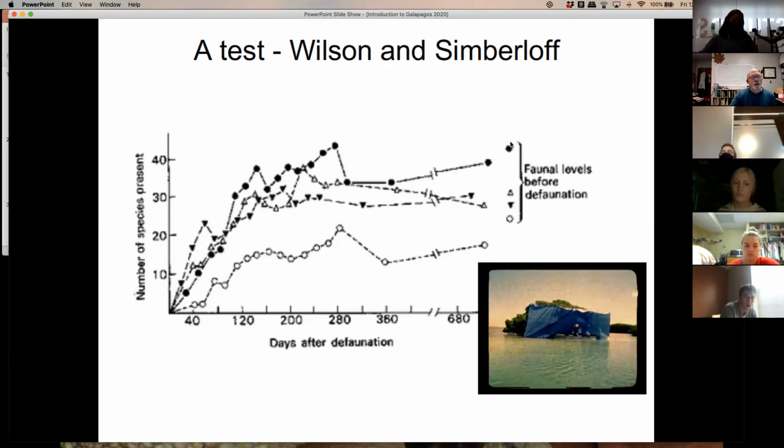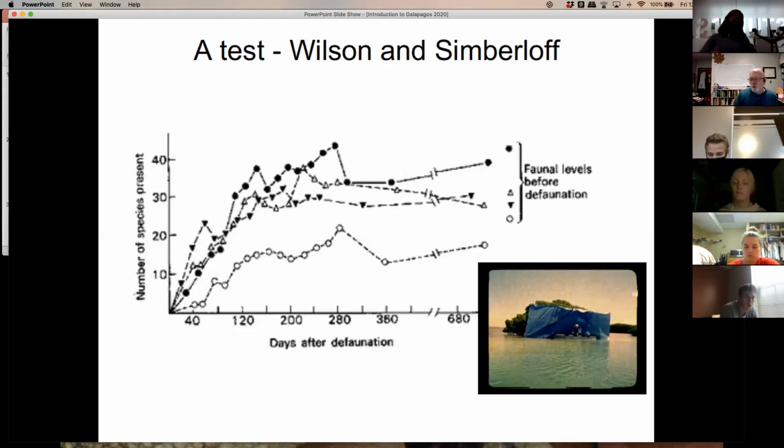These are the levels that they were before they got rid of everything. And you can see that over the course of 680 days, most of these islands have returned to be very close to their pre-defaunation levels, once again supporting the idea that any given island can support a certain number of species regardless of what the identity of those species are.